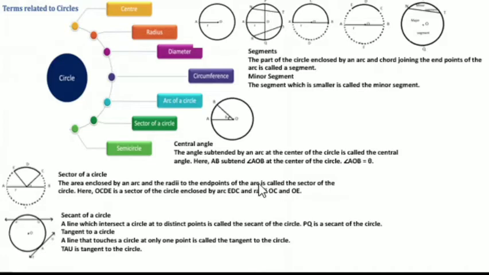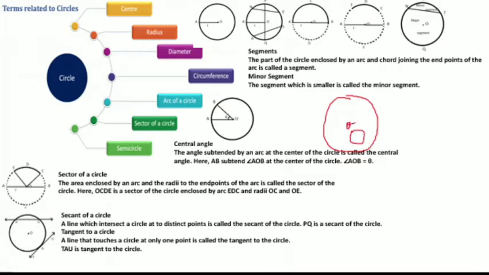I have drawn a circle here. Now, the terms related to circles are center, radius, diameter, circumference, arc of a circle, sector of a circle, and semicircle. So, what is the center of a circle? If I draw a circle, this central point, name it as O, is known as the center of a circle.